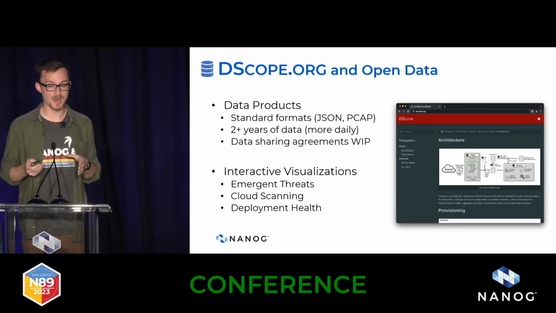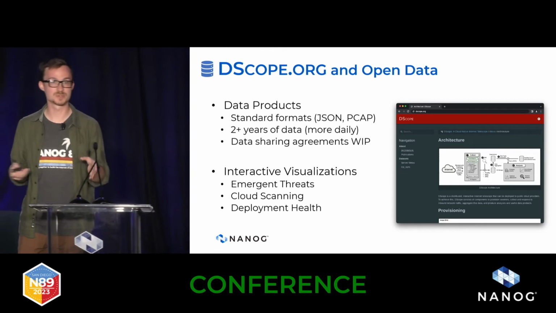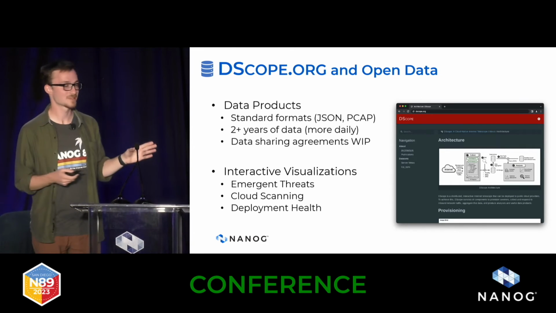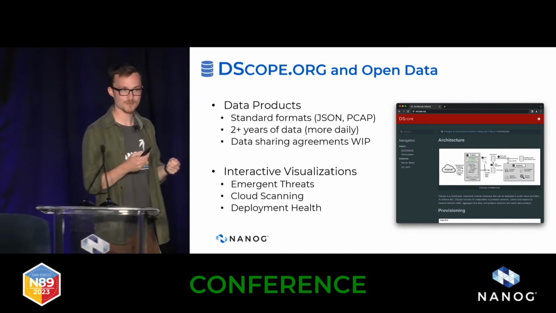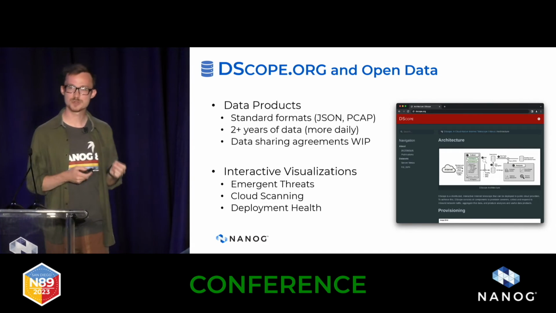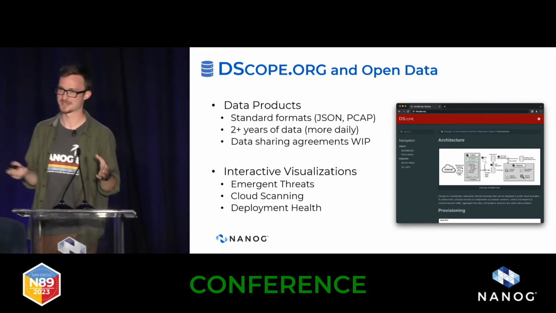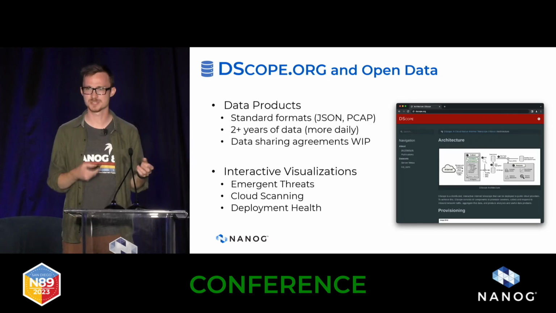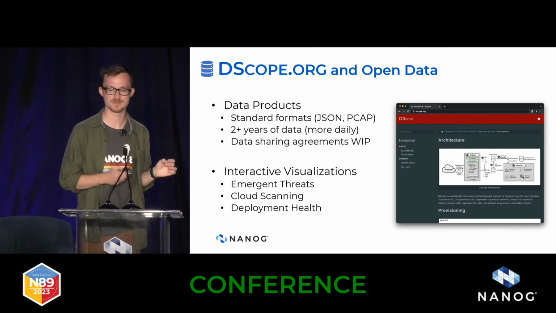And so we're actually publishing a lot of this data as open data that anyone can look at, analyze, and use to yield new insights. A lot of this is actually available already on dscope.org. We're publishing these things in standard formats like PCAPs and so on, and we have 2 years of data already. In some cases, when the data is potentially sensitive, things like application layer payloads, we need to do some data agreements for that, but those are a work in progress. Definitely reach out if you're interested.